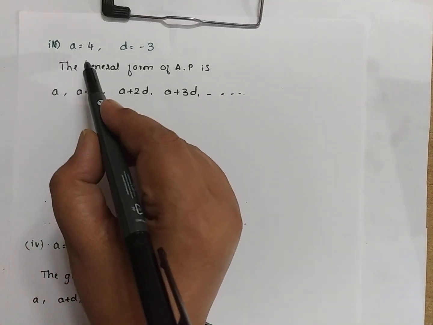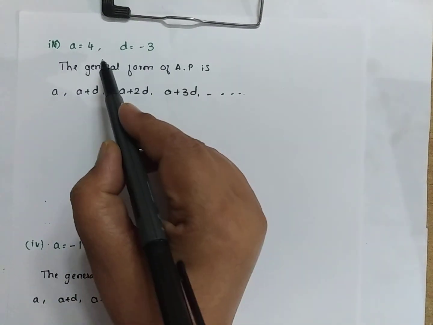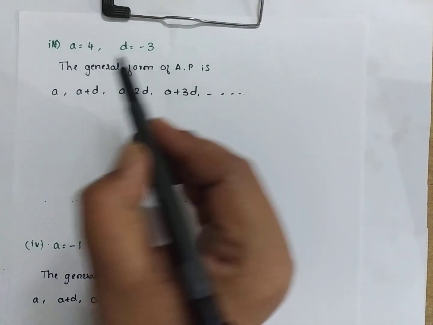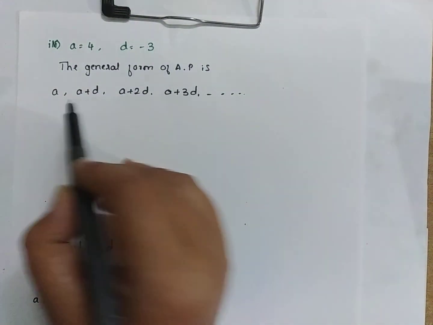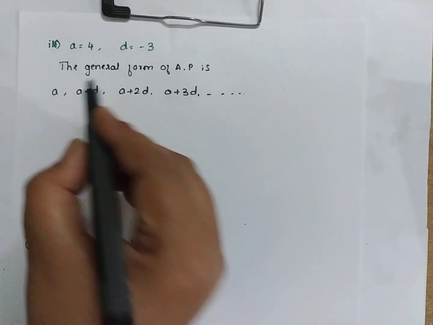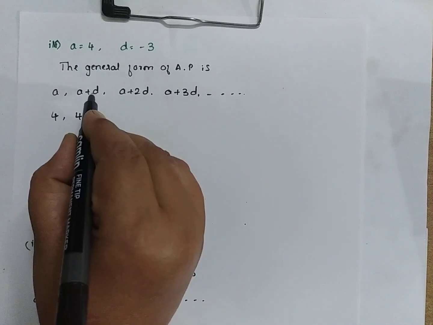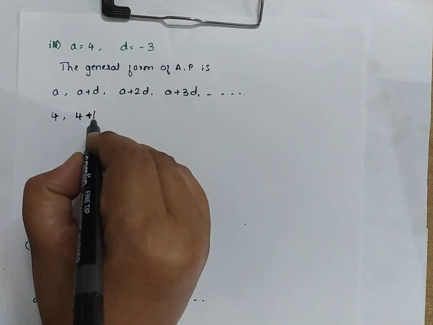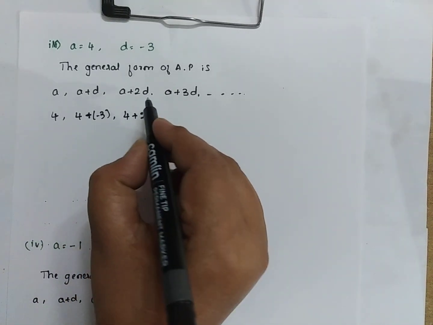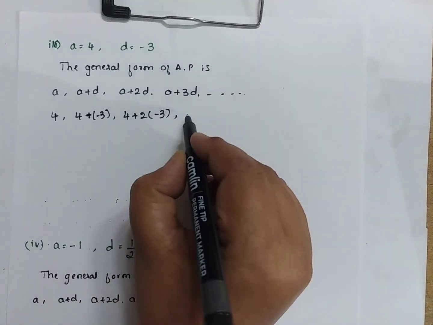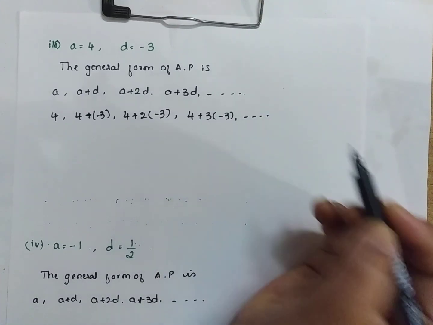Here A equal to 4 and D equal to minus 3. A is the first term, that is 4, and the common difference is minus 3. The general form of AP you have to write here: A, A plus D, A plus 2D, A plus 3D. Substitute the values of A and D. A is 4, A plus D, that is 4 plus D is minus 3 here, so you write this in the bracket, and again 4 plus 2 into minus 3, again 4 plus 3 into minus 3. So this is the arithmetic progression.